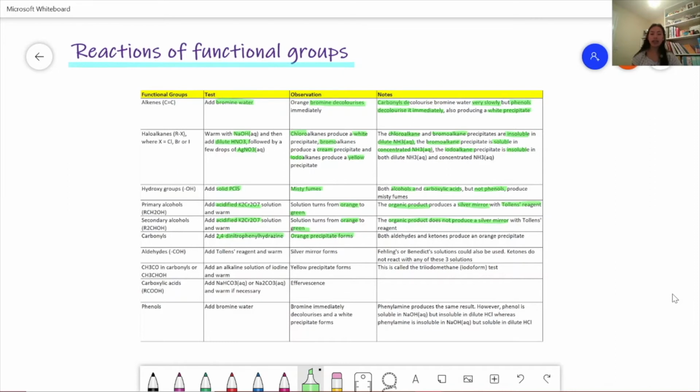Then for aldehydes, we add Tollens' reagent and warm it, and so we should get this silver mirror. And we can also use Fehling's or Benedict's solutions, and ketones will not react with any of these three solutions because they're all oxidizing agents, and ketones can't be oxidized any further.